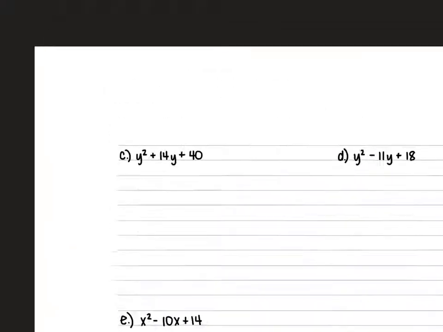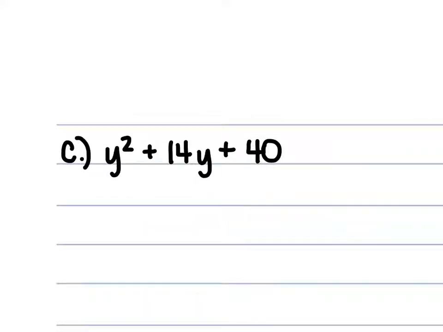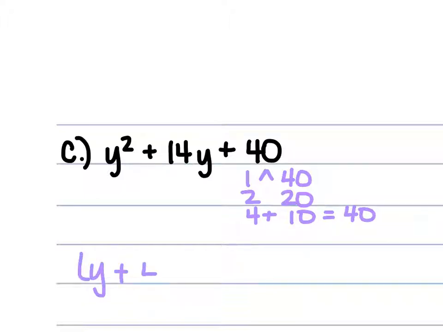If we look at our next example, C, we have y squared plus 14y plus 40. So again, we're going to find the factors of that 40. We have 1 and 40, 2 and 20, 4 and 10. Well, 4 times 10 is equal to 40, so we don't have to go any further. This is going to be y plus 4 times y plus 10.